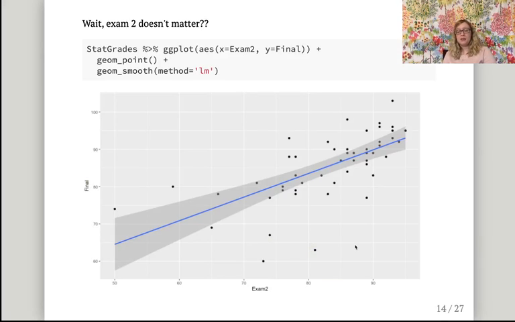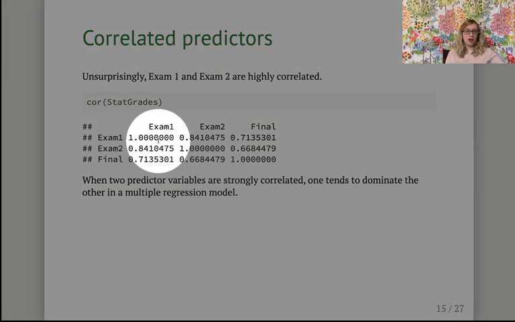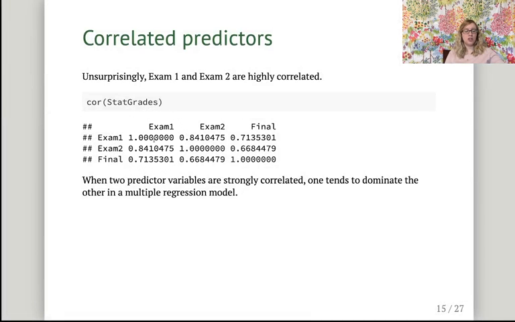But looking at the plot that we had generated previously of exam 2 against the final exam scores, that doesn't really seem to make a lot of sense. It looks like there is a relationship between exam 2 and the final exam. The problem here, or what's happening, is that exam 1 and exam 2 themselves are highly correlated. So there's an 84% correlation between scores on exam 1 and scores on exam 2.